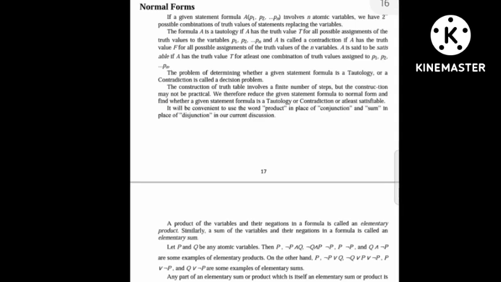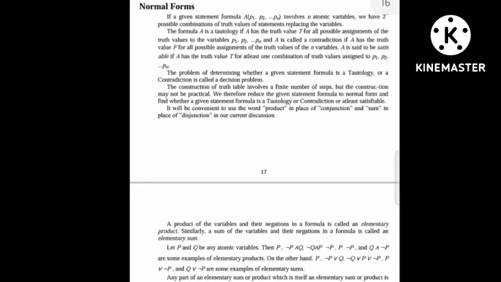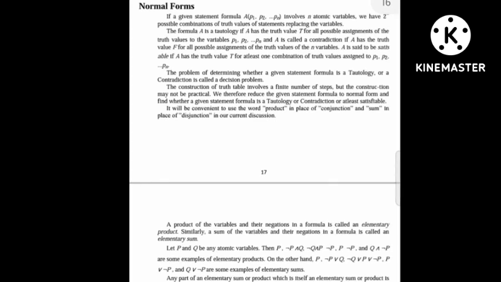Any part of an elementary sum or product which is itself an elementary sum or product is called a factor of the original elementary sum or product. Thus, ¬Q, P, and ¬P are some of the factors of ¬Q ∧ P ∧ ¬P.